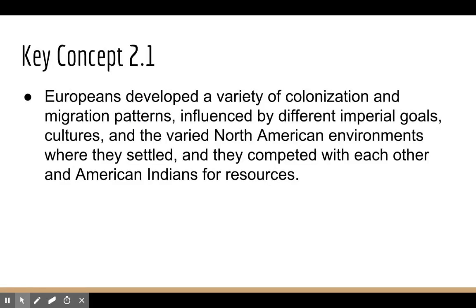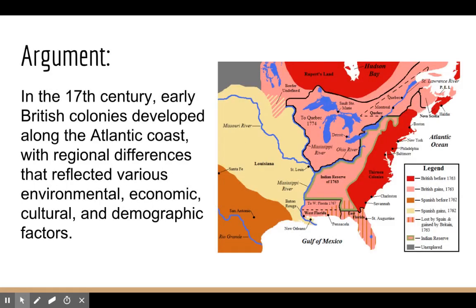We're going to still talk about the same key concept: that the Europeans had a variety of colonization and migration patterns, but we're going to specifically focus on the British today. In the early 17th century, early British colonies developed along the Atlantic coast, and you can see here in this map, each of these areas had regional differences that reflected various environmental, economic, cultural, and demographic factors.